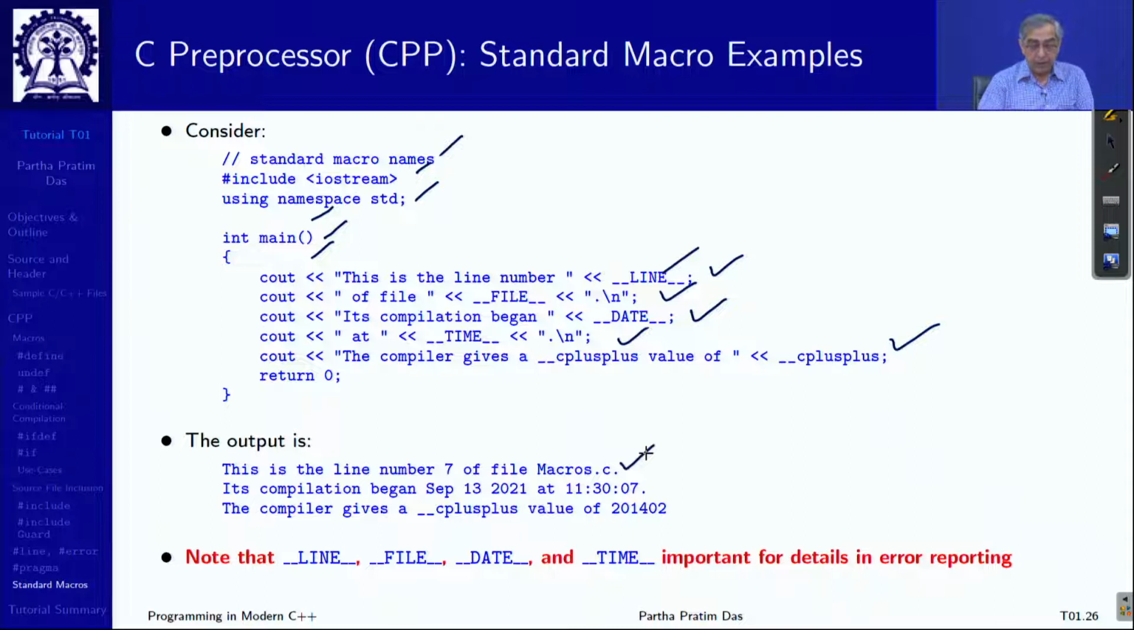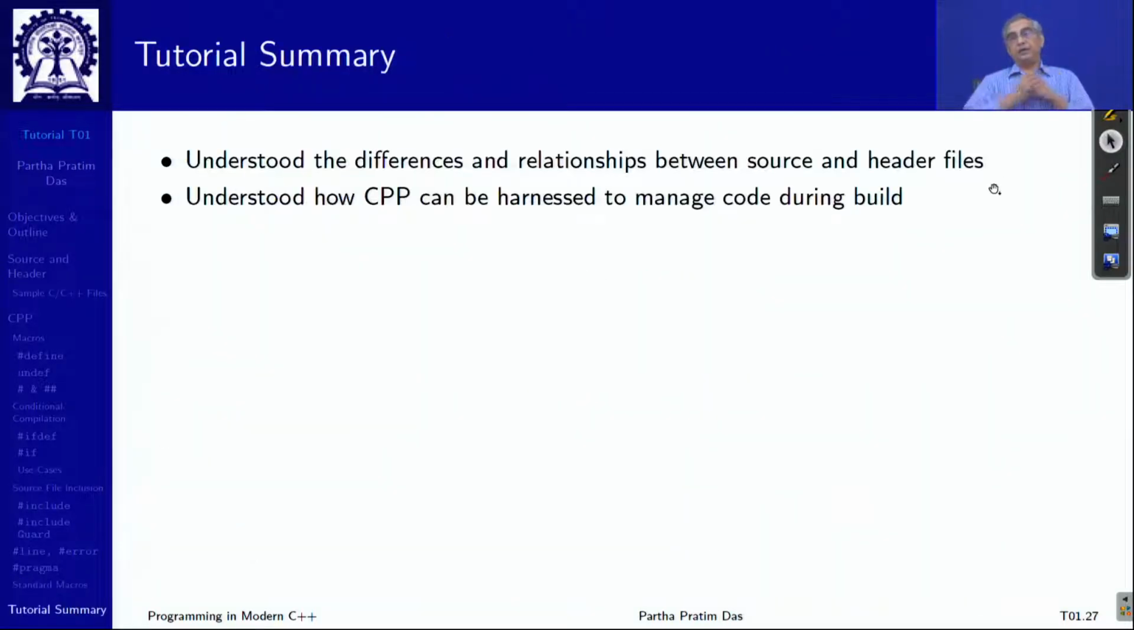macro.c is the name of the file that I used. This is the line number you got, and this is the date and time I had done this, and it tells that the C++ value is this, which tells me what is the version of the C++ compiler that has been used to build this. So, C preprocessor gives you a lot of handle and a lot of information about how you manage your code and how you make your projects really flexible.